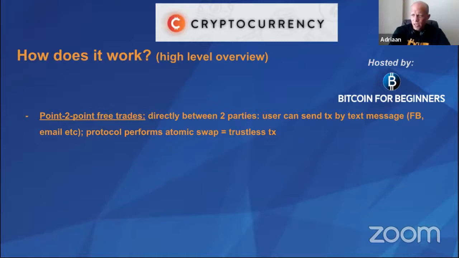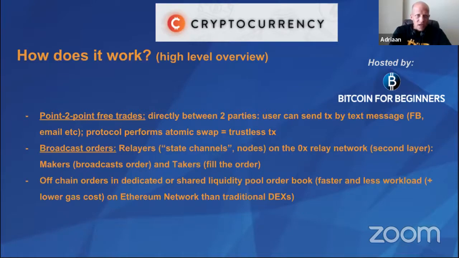You have two types of trades that you can do with a 0x protocol decentralized exchange. That can be point-to-point free trades. Those are directly between two parties, and users can send a transaction even by text message, for example, on Facebook or email. If you then use the transaction on the protocol, it performs an atomic swap. Or you can broadcast an order, and that means you broadcast it to relayers, which are state channels or nodes on the 0x network. State channels you can loosely compare to the nodes on the Lightning Network for Bitcoin. It's essentially a second layer solution that has makers who broadcast the order to the network and takers who fill the order.